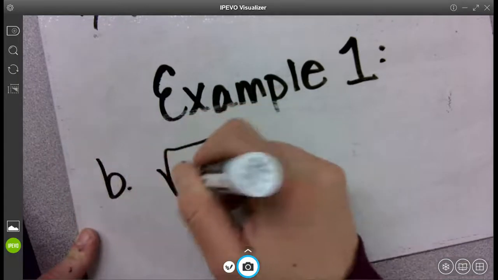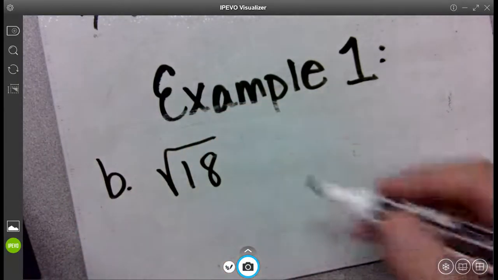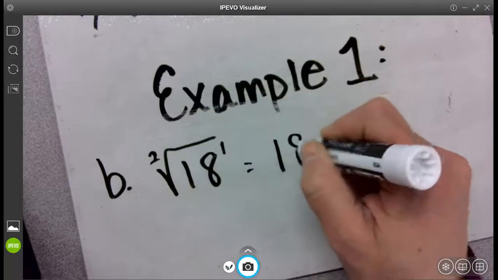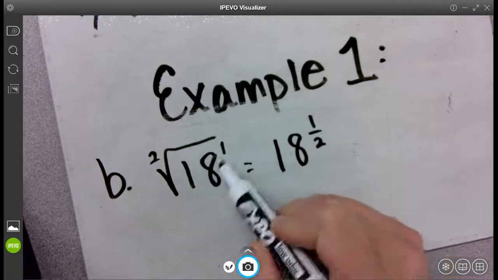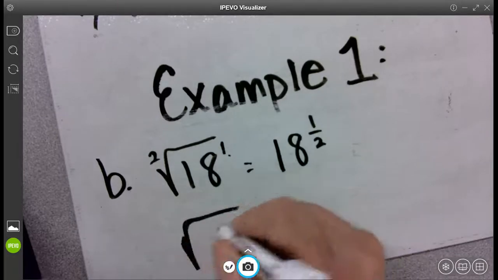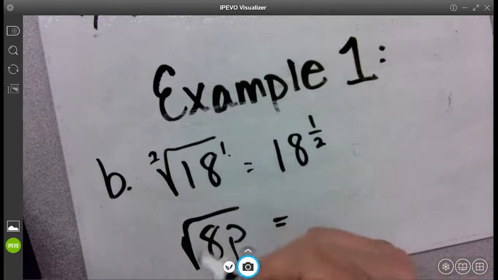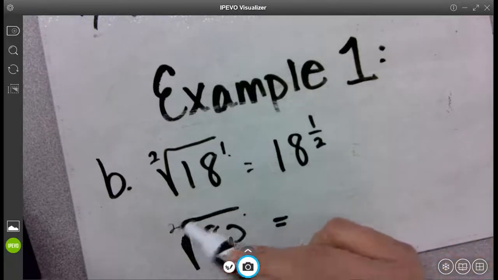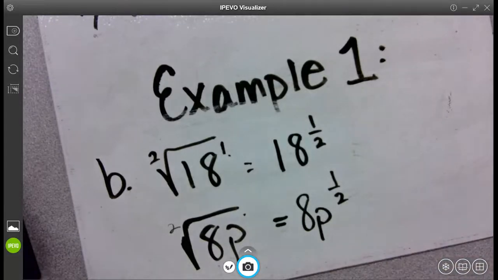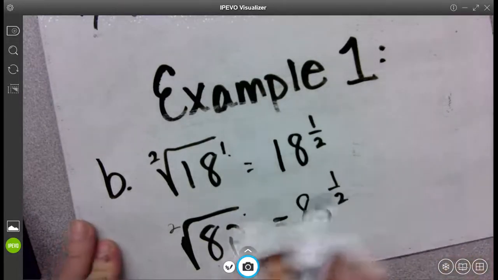Now, what if I have a radical? Could I give it a rational exponent? Well, it's 18 to the first, and then there's a 2. So this is going to be 18 to the 1/2. Square root of 8p is the same thing as saying this whole thing is raised to the first, and this is 2. So it's the same thing. All right. So the first example was just, can you rewrite back and forth in different forms? Yes, you can.